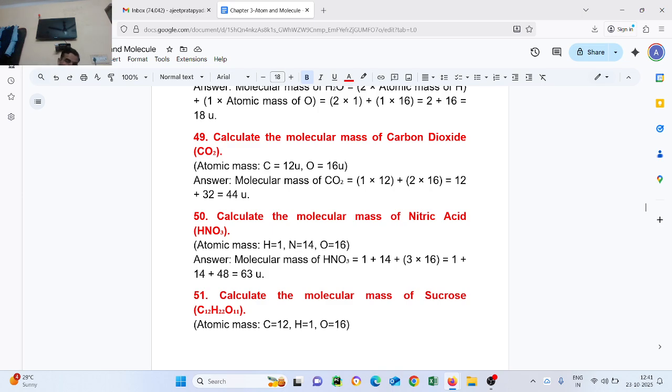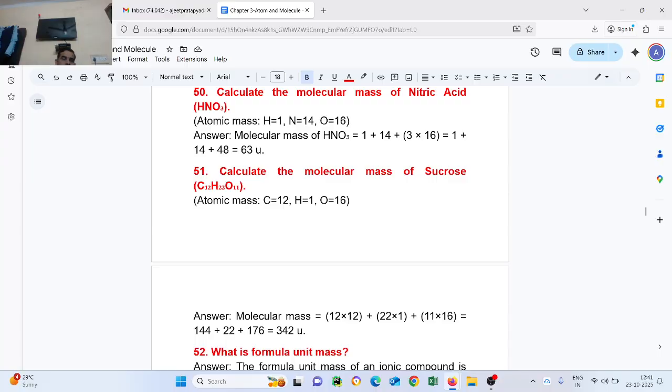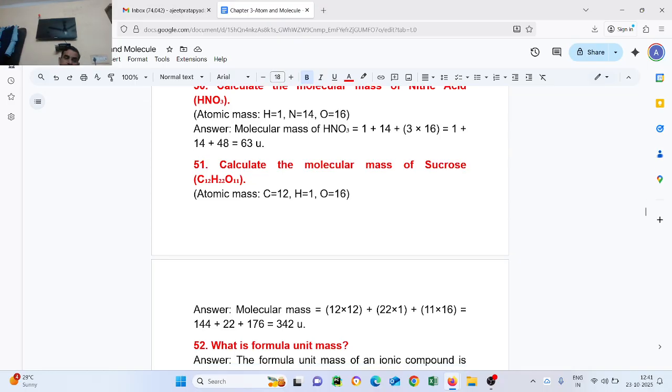51. Calculate the molecular mass of sucrose. Atomic mass: carbon 12, hydrogen 1, oxygen 16. Molecular mass of sucrose will be 12 multiplied by 12 plus 22 multiplied by 1 plus 11 multiplied by 16, equal to 144 plus 22 plus 176, equal to 342 u.